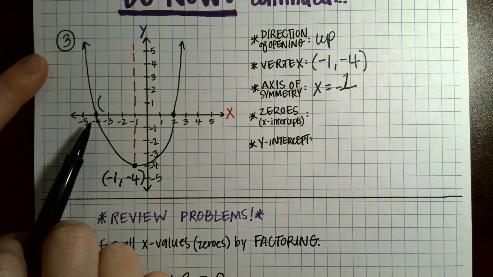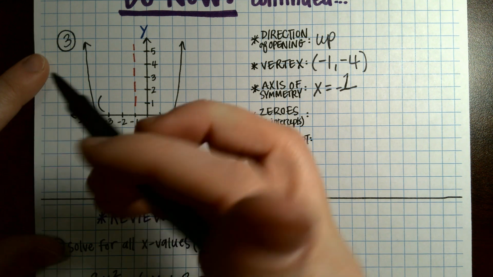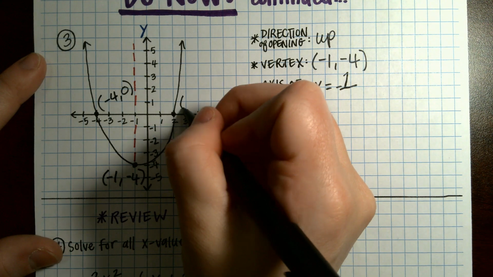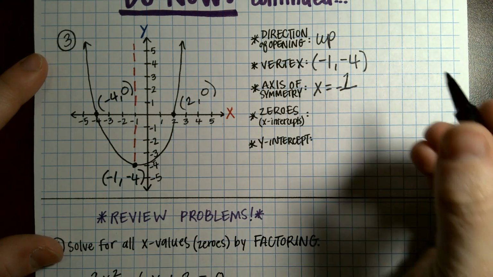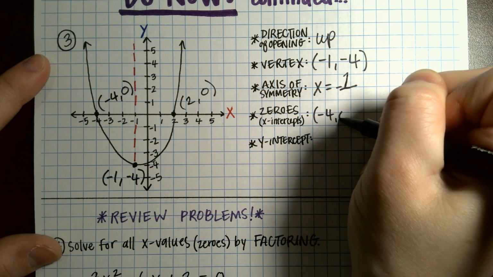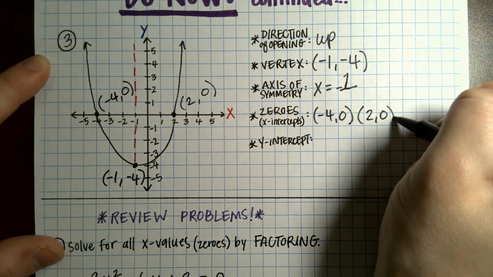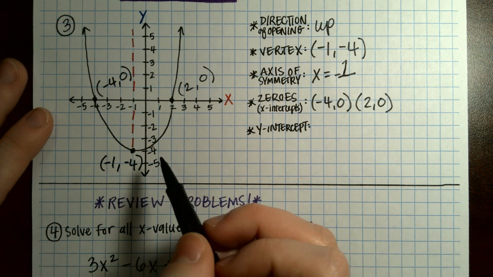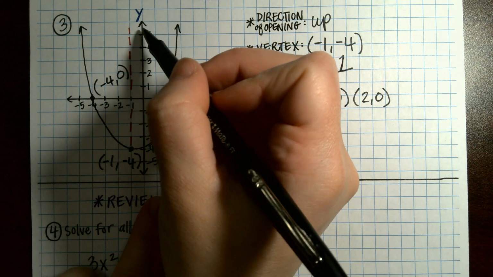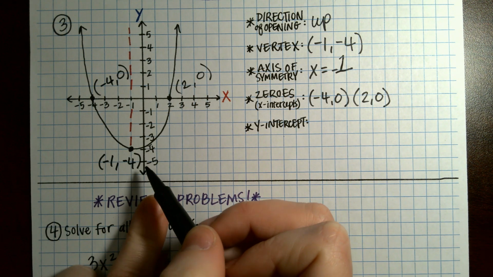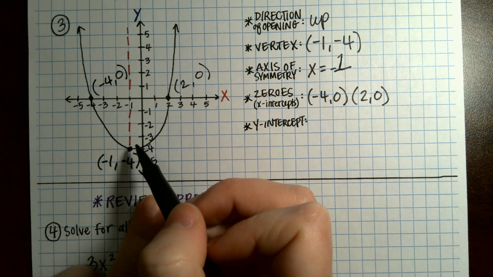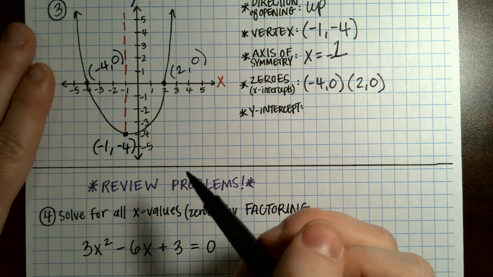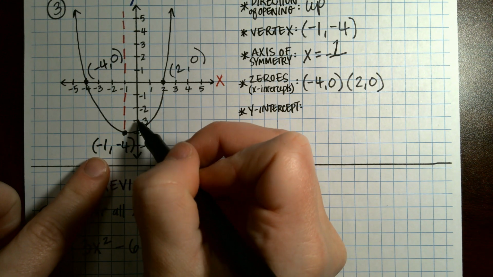Good. Here's my first one. -4 in the x direction, and it's 0 in the y. And 2, 0. I'm going to write those in as well. -4, 0, 2, 0. Where's my y-intercept, if we had to guess? Let's look at where this parabola is crossing the y-axis. About in between what two numbers is this parabola touching the y-axis? -3, -4. Yeah, it's somewhere in between -3 and -4.